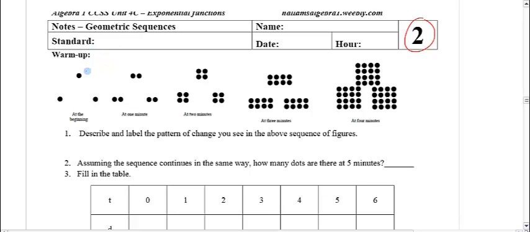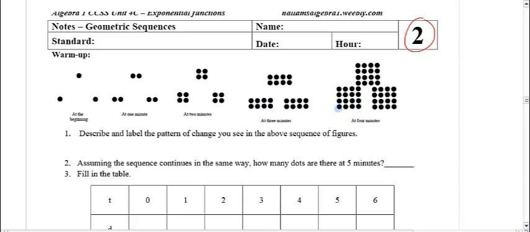So we've got a little warm up here we're going to start with, and we can see this pattern of dots. There's many ways to look at it, but I'm going to notice what's happening between the dots, because there seem to be 3 single dots here, and then they seem to double into the next sequence. At 1 minute they seem to have doubled, at 2 minutes they seem to have doubled again. I can see 2 sets of 4, so they doubled again.